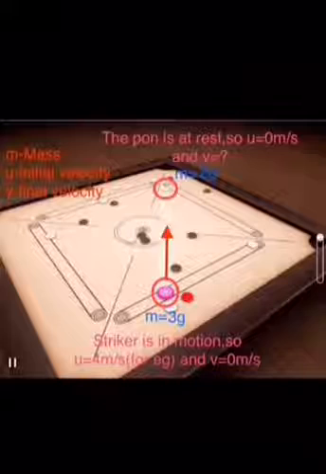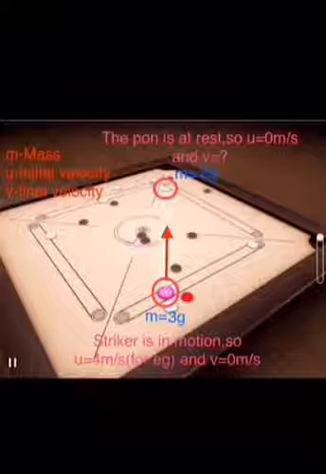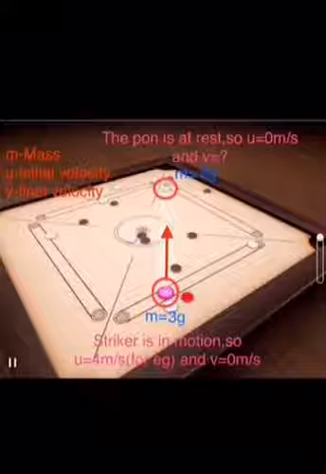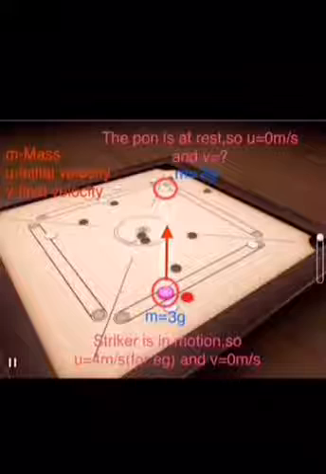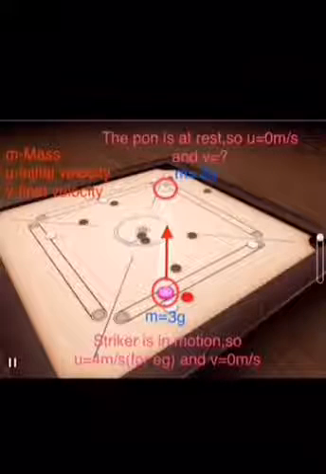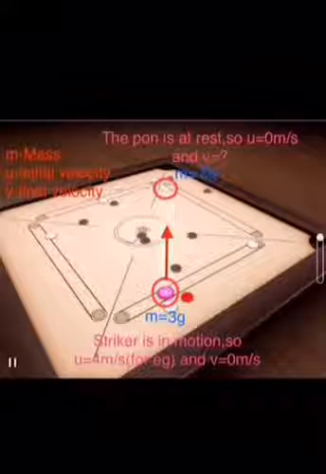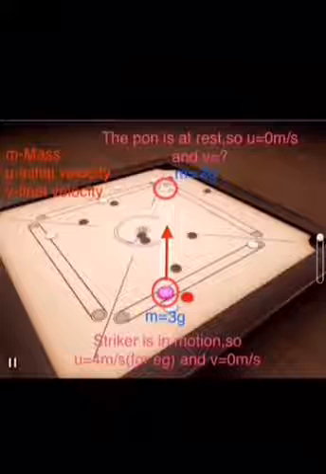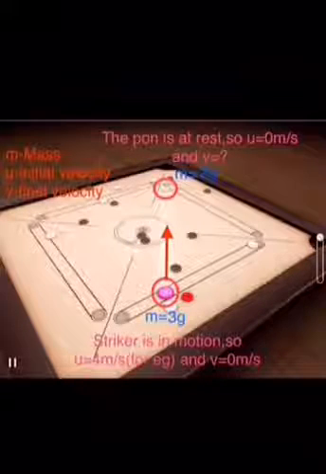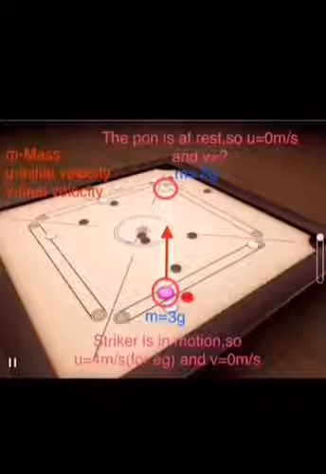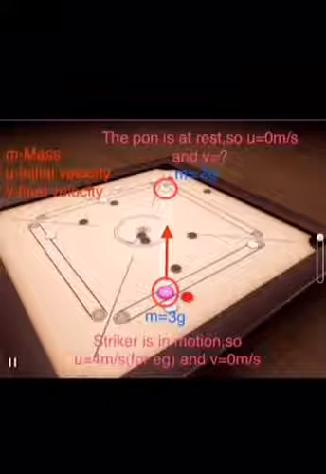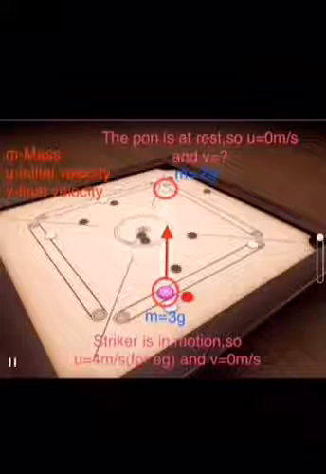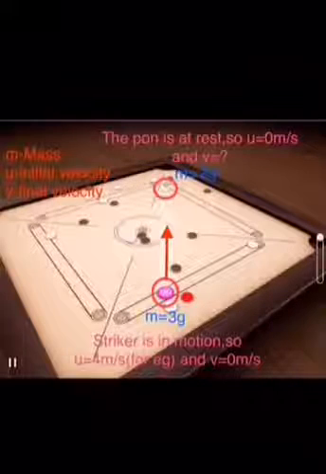It's in motion. And final velocity, what could be of striker? It should be 0. Why? Because when we hit the striker, it touches the pawn. And what happens to the striker? It initially comes to rest, whereas the pawn starts moving. So these two are vice versa. Striker, first it's in motion, so its initial velocity is 4 meter per second, and final velocity is 0 because it comes to rest. And the pawn is initially at rest, so the initial velocity is 0 meter per second, and final velocity, you can see I put question mark.